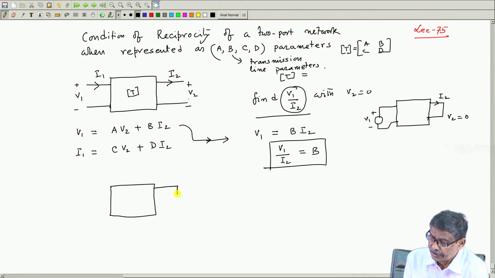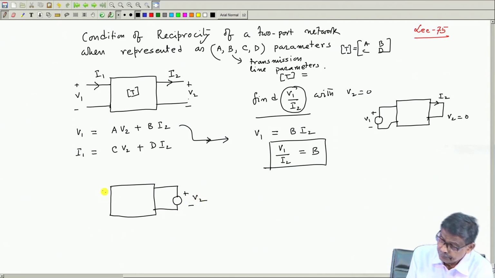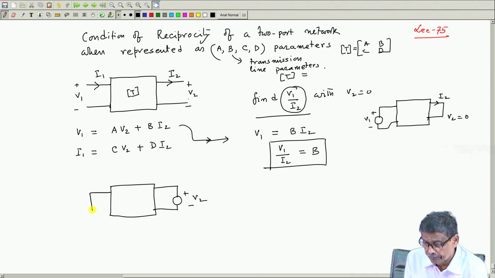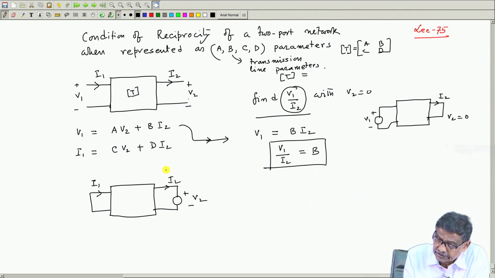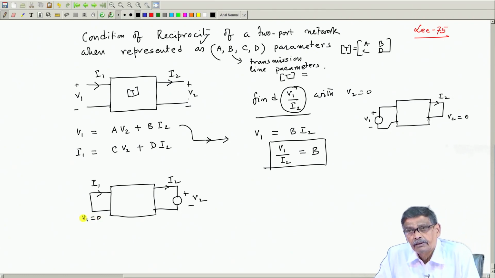Then I will excite this output port with a voltage V2 and keep this side shorted, and I1 is in the direction as I have told you, specified in this way. I should not play with this. You excite this with V2, short circuit this, so V1 is equal to 0. Clear?